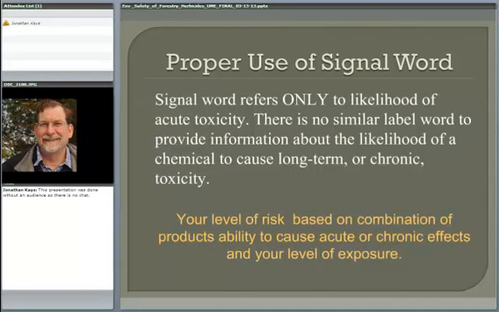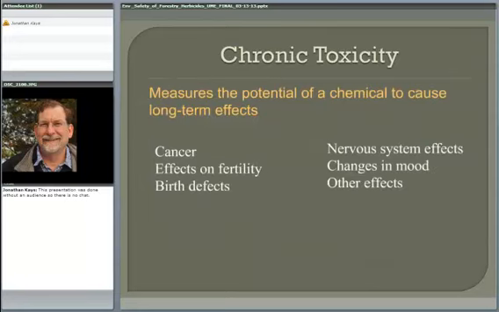So your level of risk in using any type of pesticide is based on the combination of the product's ability to cause those acute or chronic effects and, of course, your level of exposure, which you have a lot of control over. Well, let's talk a little bit about chronic toxicity as well. And that measures, again, the potential of a chemical to cause long-term effects, and these are some of the ones that typically you associate with that. That would be things like cancer and effects on fertility, birth defects, nervous system, things like that.